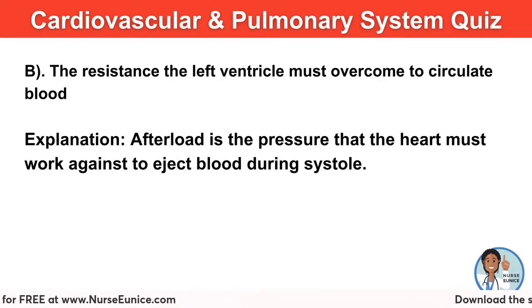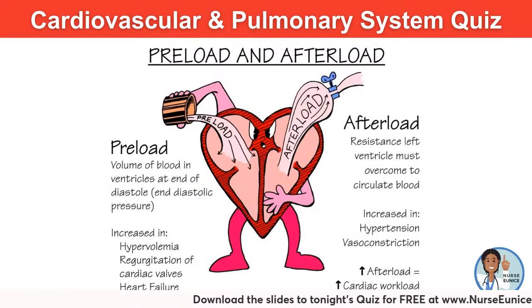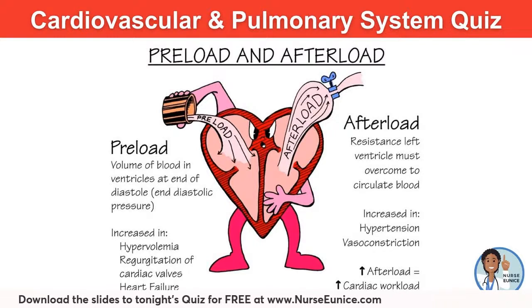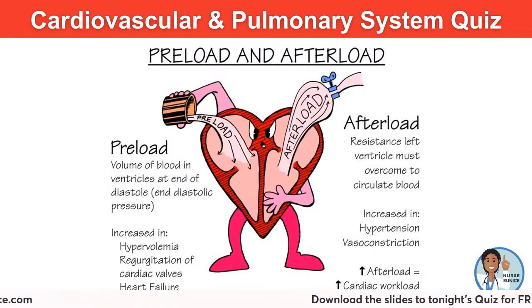So let's go to the next slide. Hopefully it makes more sense here. So afterload is the resistance the left ventricle must overcome to circulate blood. If you have an increase in afterload, it could result in hypertension. So if you have an increase in afterload, that means the heart is working harder to circulate the blood.